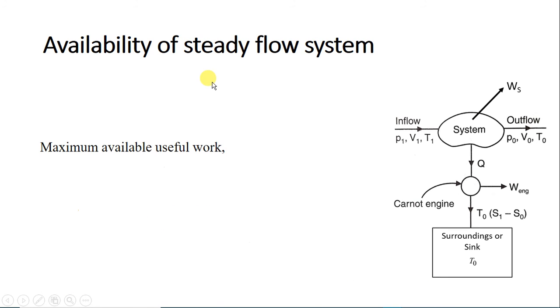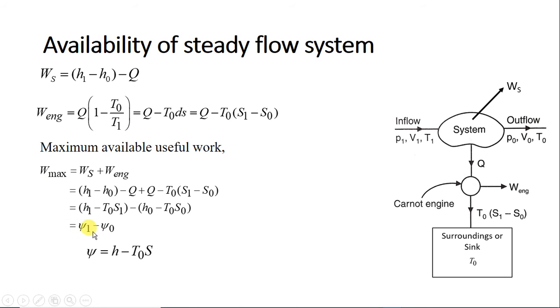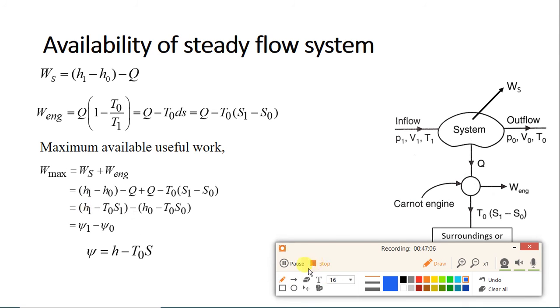Then availability of steady flow systems, we have derived this equation, W max is psi1 minus psi0. Now one important thing you have to remember, let me highlight this equation. We derived it neglecting change in kinetic and potential energy. If in a question some change in kinetic energy is given, suppose velocity and height z are given, in that case you have to add those terms here. The formula will change. How the formula will change, we will see in the numerical.